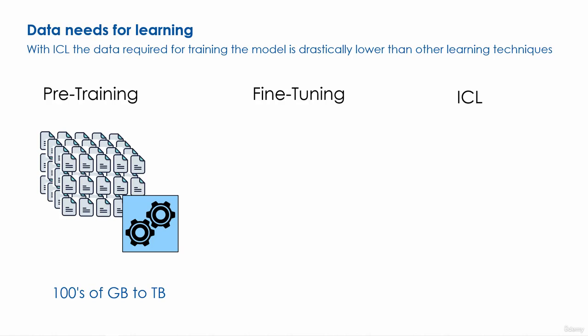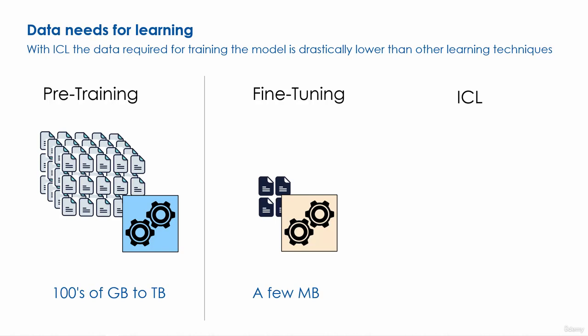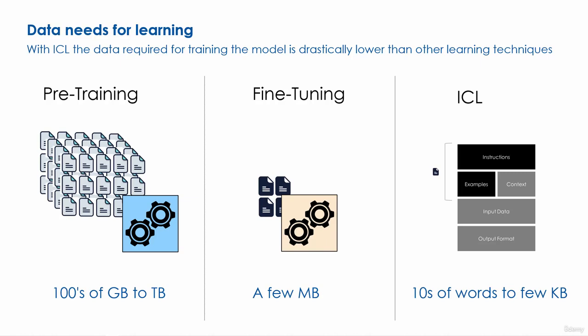For fine-tuning, you need a few megabytes of labeled data for task-specific tuning. This may translate into hundreds to a few thousand examples of input and responses. For in-context learning, you just need instructions and a couple of examples. We are talking about a few tens of words to a few kilobytes of data. This learning data is provided dynamically to the model at inference time.